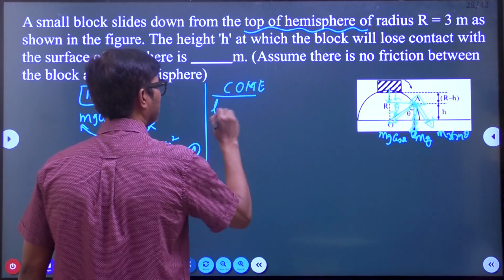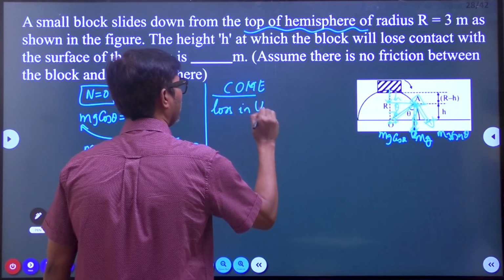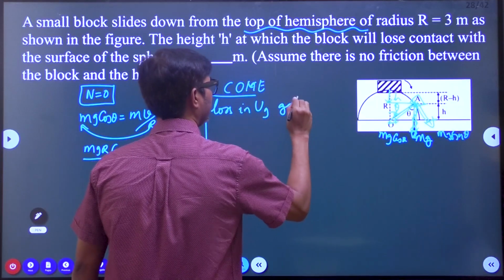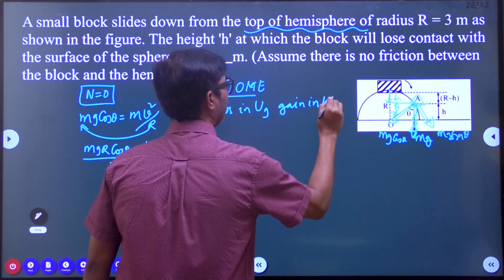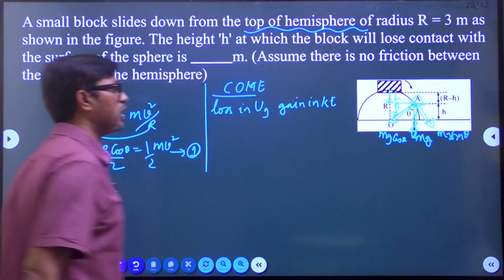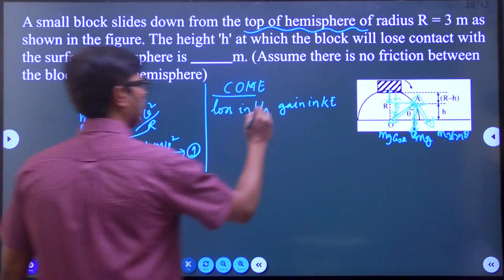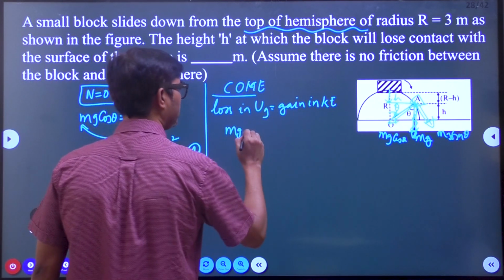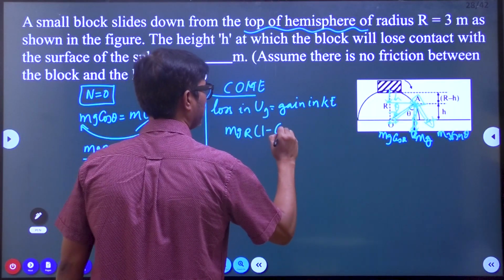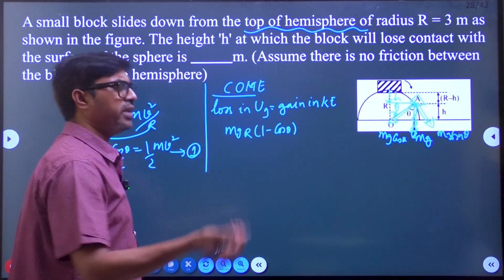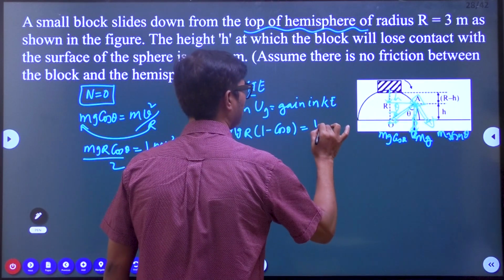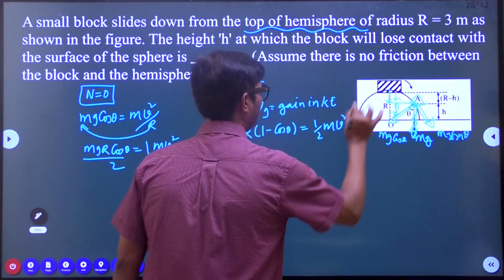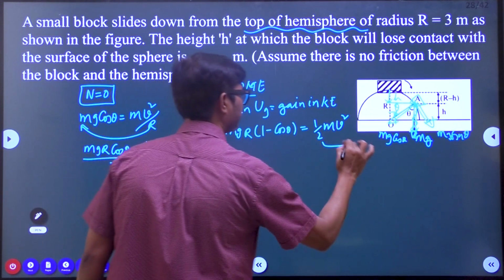Loss in gravitational potential energy equal to gain in kinetic energy. So we assume that initially it was having almost negligible velocity. Loss in gravitational potential energy is mgh, and that is equal to mgr into 1 minus cos theta. This expression would have come many times. Students somehow just remember it, half mv squared. So this is second equation.